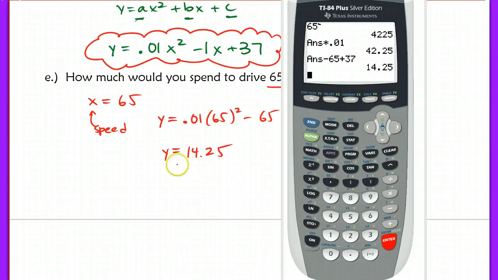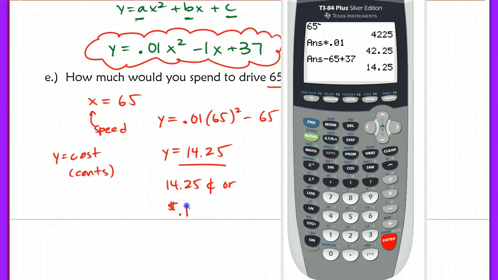Remember, this is the cost. Now our cost, if you look at your first data set, was in cents. So y was the cost. And looking at our numbers that they gave us, that was in cents. So this is 14.25 cents, or $0.1425, okay? Per mile driven. So that's how much it costs you for driving per mile.